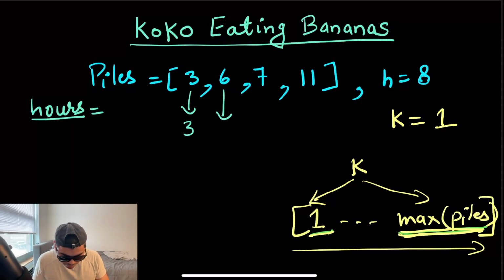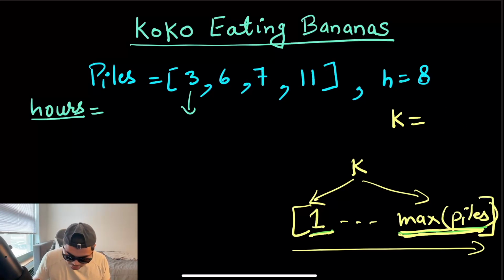What will be a bigger k? That will be 2. If you are doing a linear search, basically you're linearly choosing these values. So I'll choose k as 2. What's going to happen? My eating speed is 2.